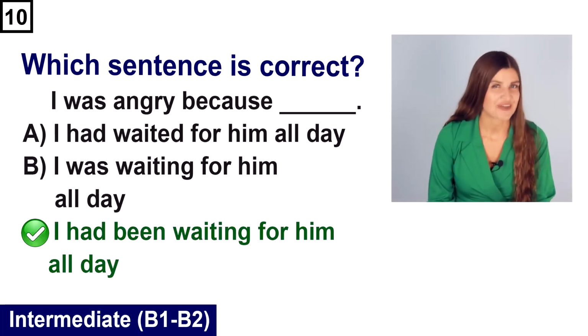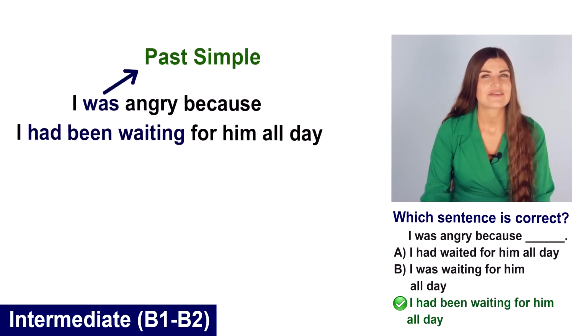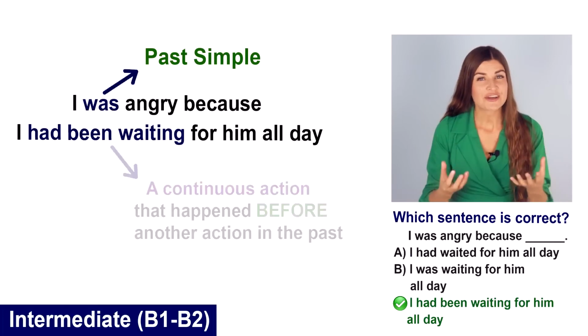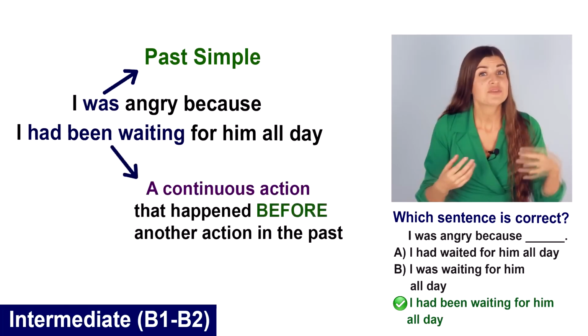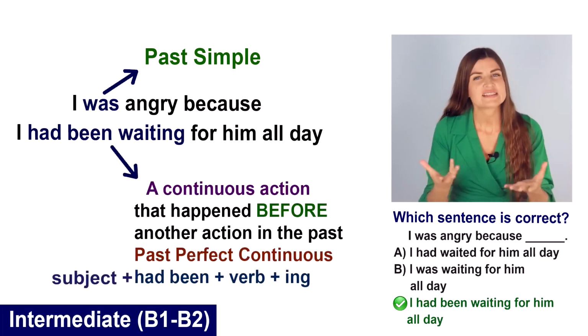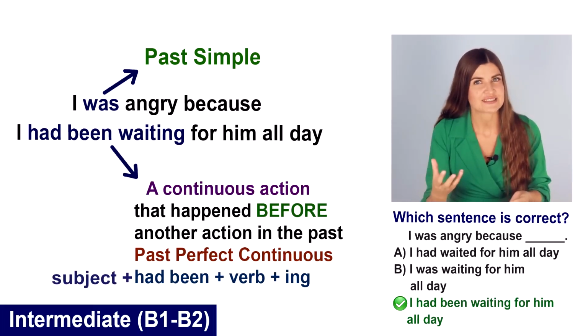Had been waiting for him all day. The first part of the sentence is the past simple: I was angry. When we're talking about something that happened before another action in the past, we use past perfect continuous, if that action was continuous: subject plus had plus been plus a verb plus ing.